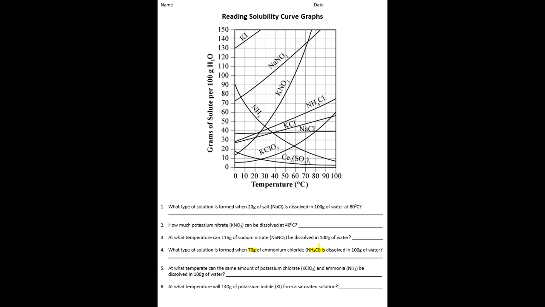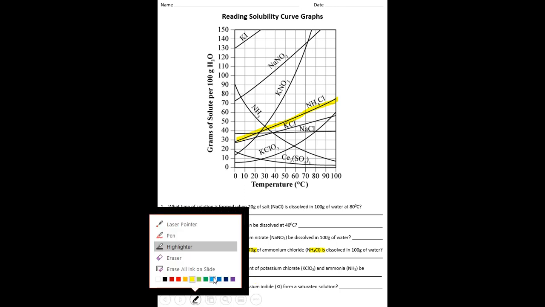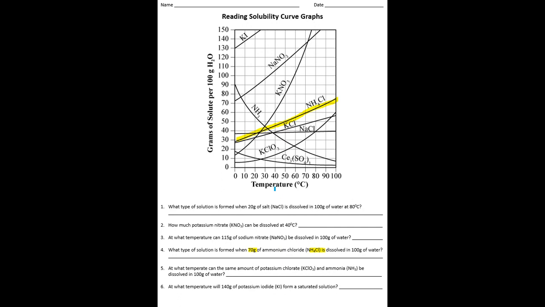So first we need to find this line, NH4Cl, and that would be this one right here. Then we're going to need to find that point along that line. So 70 grams, and we said 60 degrees Celsius. We're going to carry 60 degrees up here, and carry it to where the 70 grams is. This point would be right here. It's above the line, so it's supersaturated.